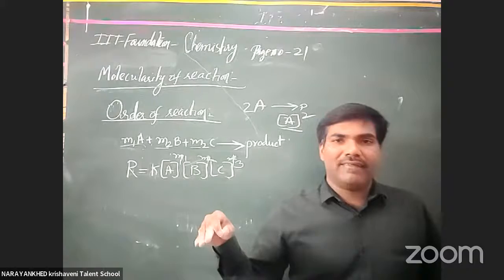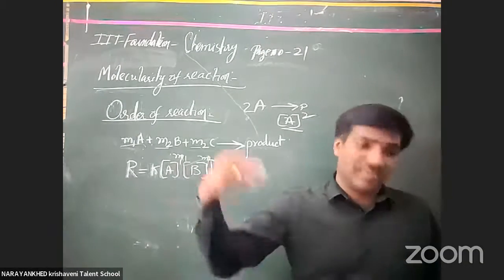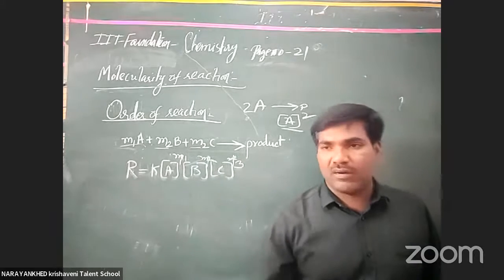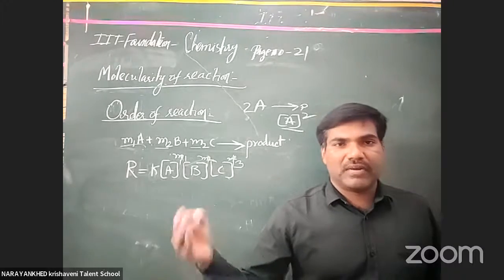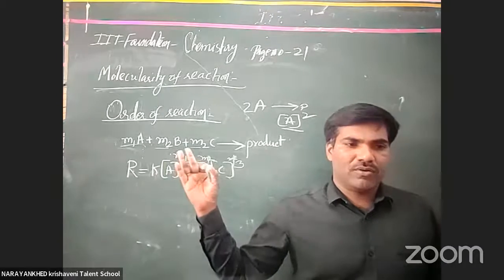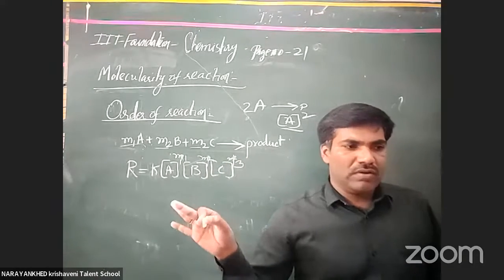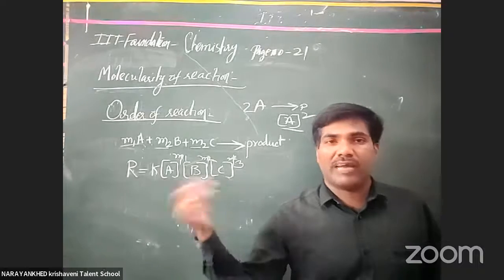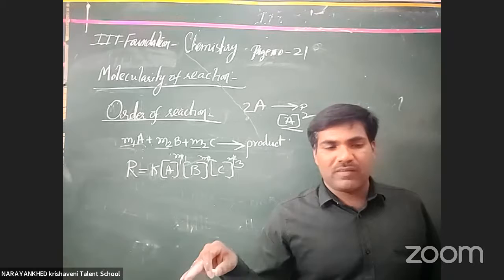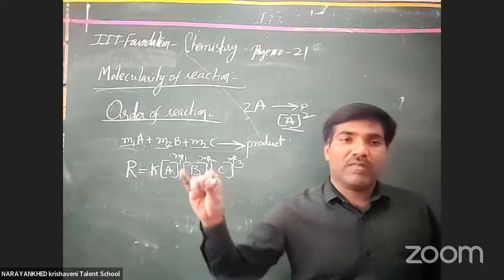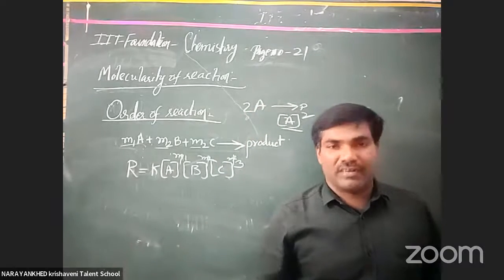And whatever order we are considering may become 0. Sometimes zero order is also possible for us. First order, second order, third order, like that it will be used, but a finite value, not an infinite value. Zero is possible, but imaginary values are not possible. I hope you understood. Order is nothing but the powers of the concentrations after writing the rate law.